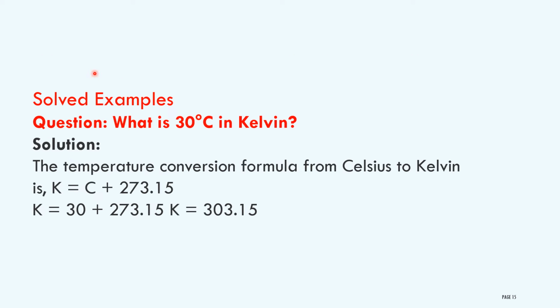Let us discuss a few problems here. First one, what is 30 degrees Celsius in Kelvin? Here you have to convert from Celsius to Kelvin. The temperature conversion formula from Celsius to Kelvin, you know, Kelvin equals Celsius plus 273.15. Kelvin equals Celsius, they have given the value 30, plus 273.15. Add these two, you will get 303.15 Kelvin. 30 degrees Celsius equals 303.15 Kelvin.